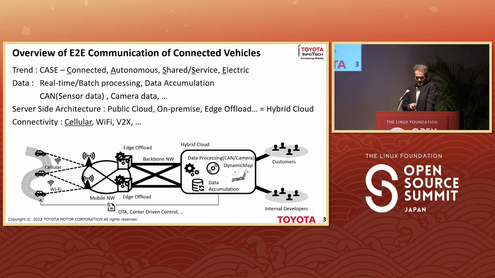And the overall system architecture, the server-side architecture, is, simply speaking, hybrid cloud. And the connectivity is various. But mainly, today I'm focusing on the cellular network, not Wi-Fi or V2X or so. And in the bottom half, I put the overall diagram. I think most of you are feeling that Toyota guys are working mainly on the vehicle side, bottom left side only. But actually what we are doing is not only the vehicle side and the center side, but also the network side too.